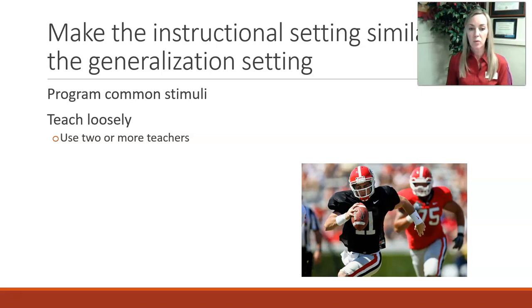Look at this picture here. What is this a picture of? Does it look like a UGA football game? A scrimmage maybe? The G-Day game? Well, that's an example of programming common stimuli. They have the scrimmage game so they can go out and feel the real situation of playing ball. So they're kind of simulating a game.